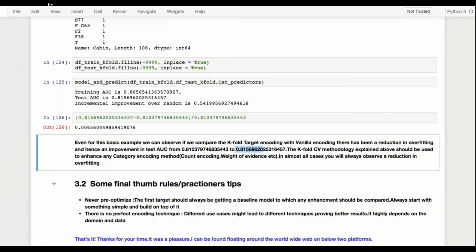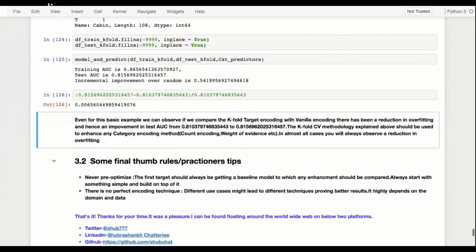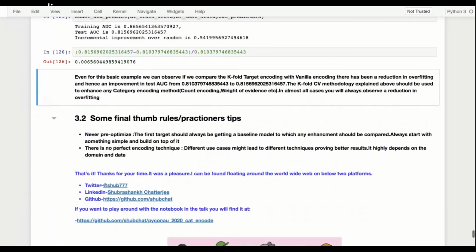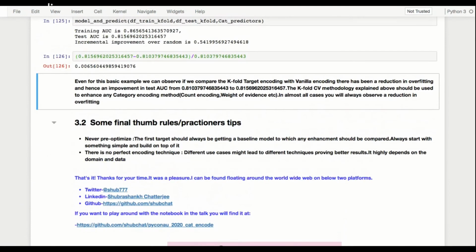Again, there are other factors that you can bring in to further improve it, but in most cases in practice, if you are using cross-validation when you are doing category encoding, you will observe a benefit in your inference results. So before we close, some final rules of thumb that I would like to mention.